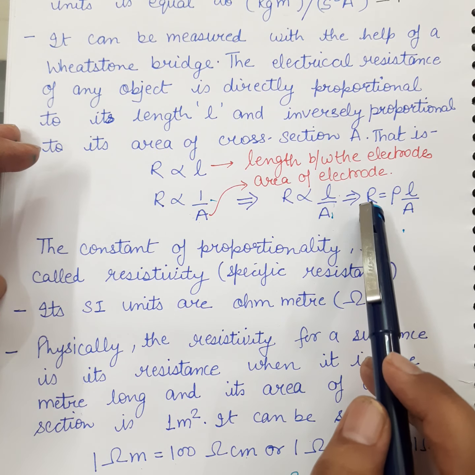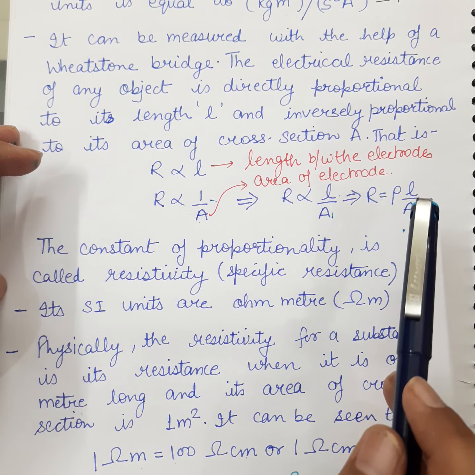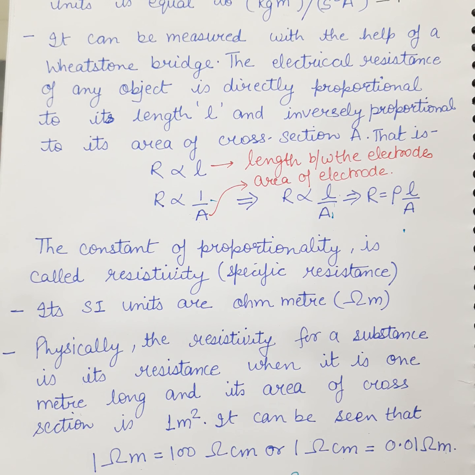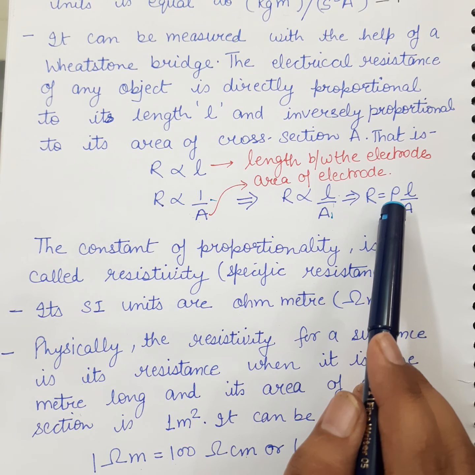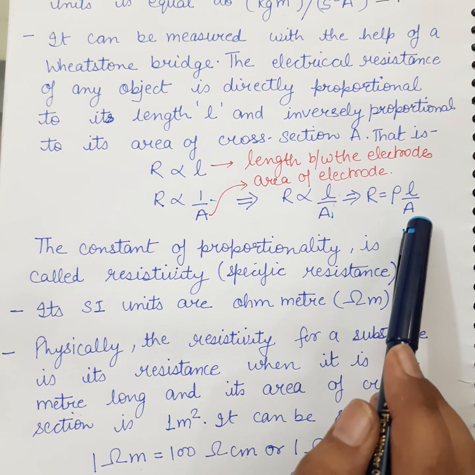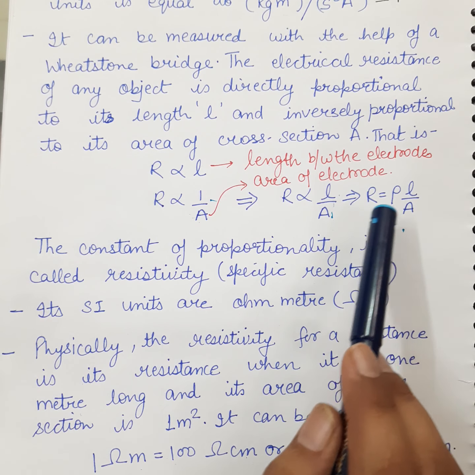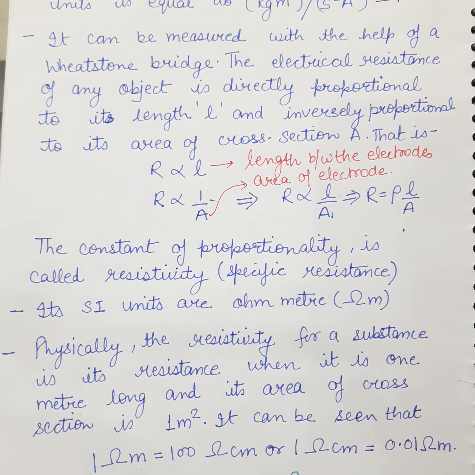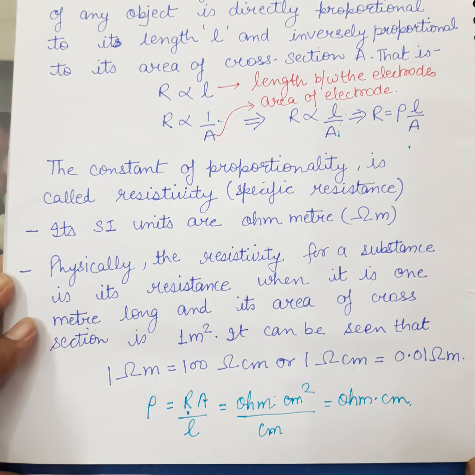This is the formula R equals rho L upon A. Okay, we know how to find the unit. So to find out the unit of resistivity, what we have to do is multiply A with R, so the value becomes rho equals RA upon L.